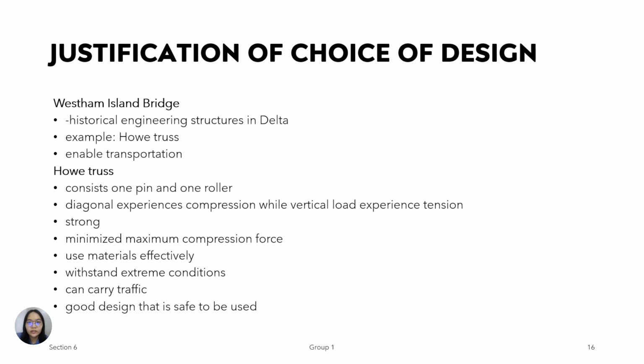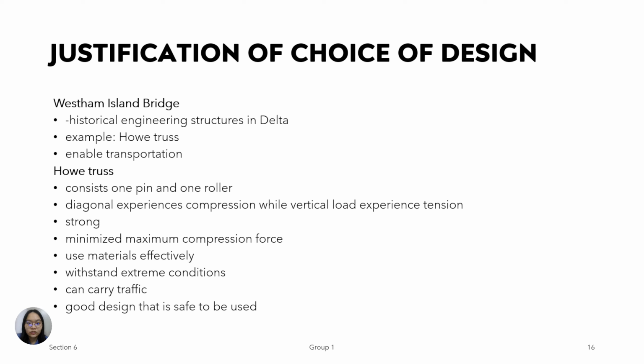I'm Doris with matrix number AF210093. I'm responsible for talking about the specification and choice of design. West Ham Island Bridge is an example of one of the most important historical engineering structures in Delta. It is a unique surviving example of a Howe truss structure. Furthermore, West Ham Island Bridge with its Howe truss connects two islands to make transportation easier. A Howe truss is a structure that consists of one pin and one roller at the ends of the truss. The diagonals of a Howe truss experience compression, while the vertical members experience tension.